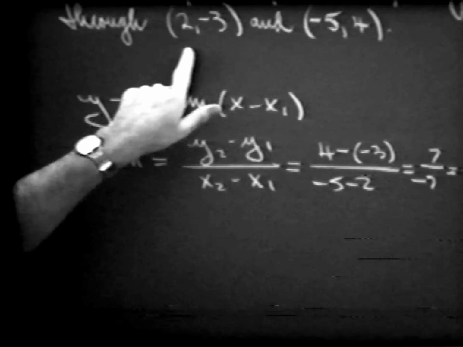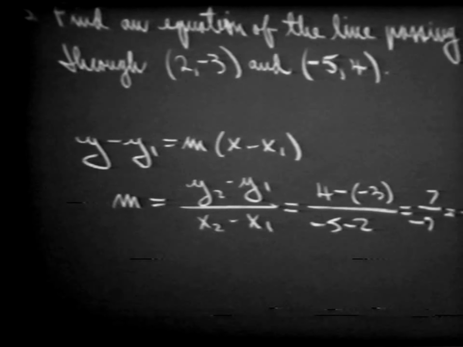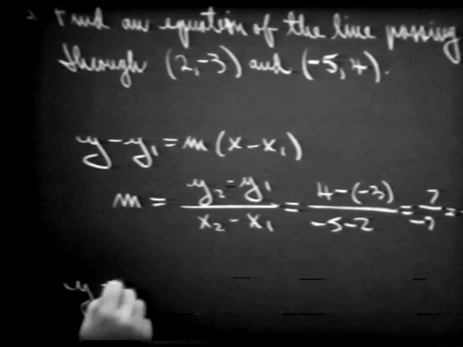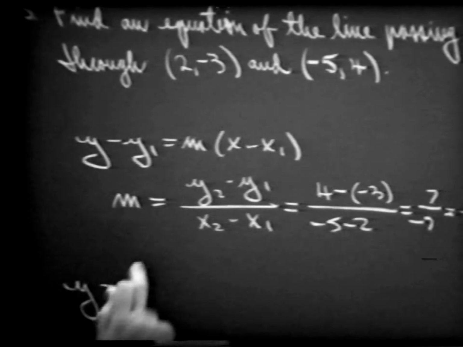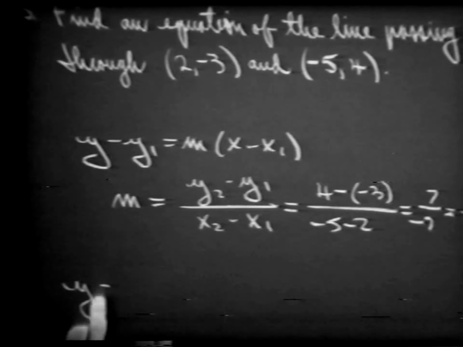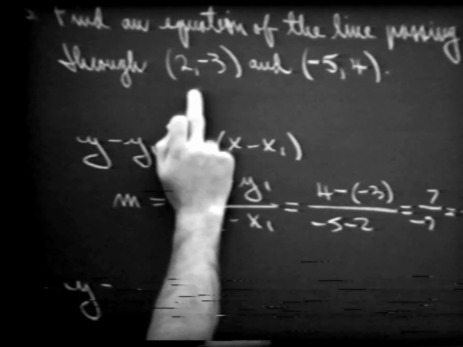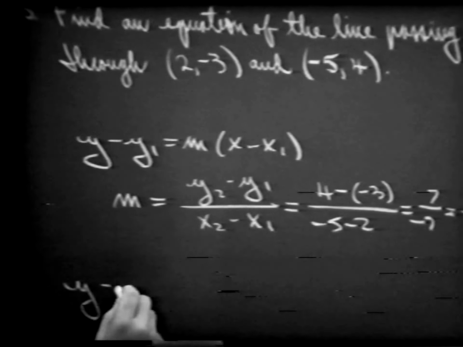Now here we have a choice. We may select either point, and it really doesn't matter. Normally you look for the easier of the two. Oh, let's decide to take this point as our x sub 1 comma y sub 1 point. So here we have what?